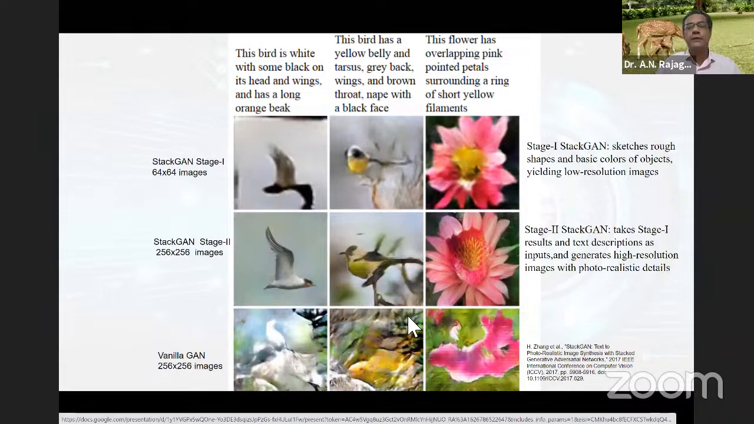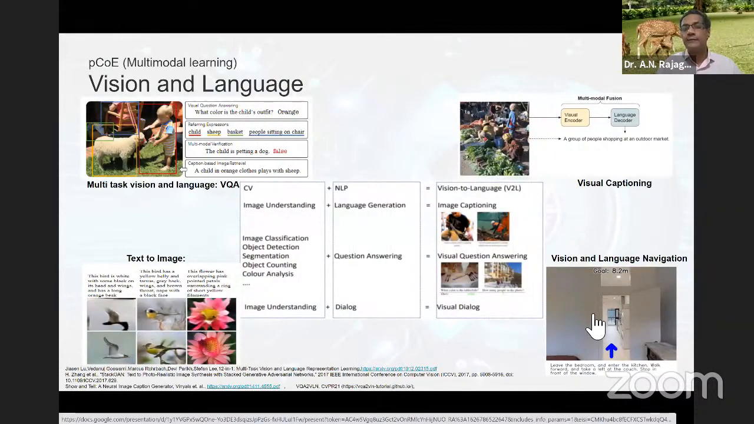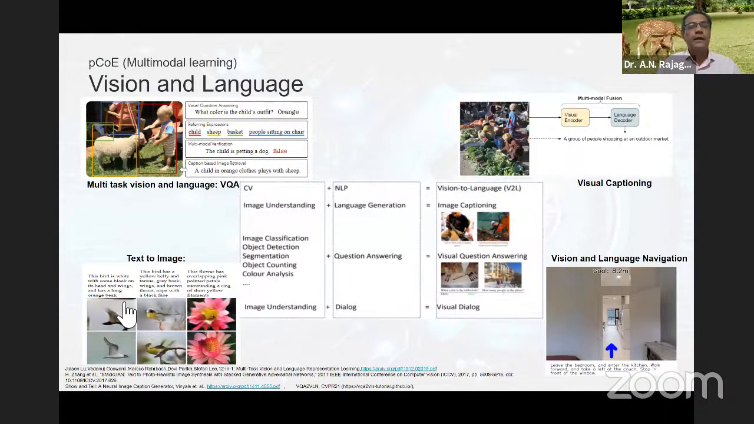Then you could also do a visual dialogue. And you could also do a grounding, I mean, a visual grounding. So I'm going to play this video, where you see that, for a navigation task.